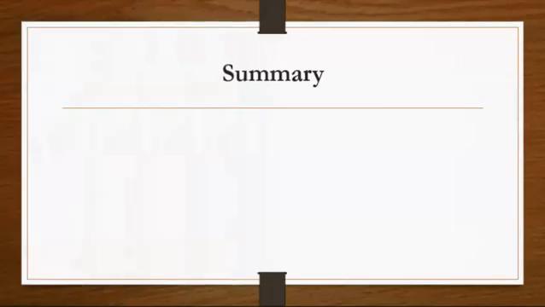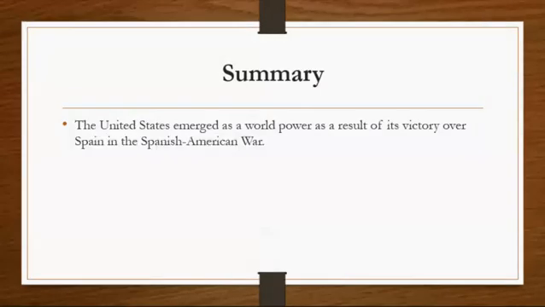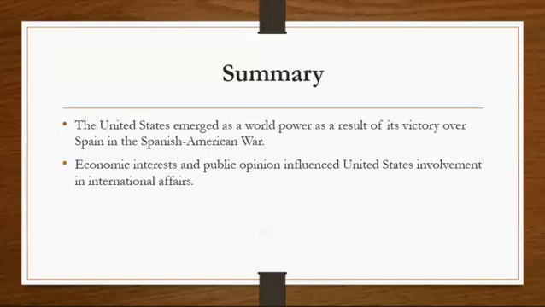So, in summary, the United States emerged as a world power as a result of its victory over Spain in the Spanish-American War. Economic interest and public opinion influenced the United States' involvement in international affairs, with the Spanish-American War being the best example of that towards the end of the 1800s.